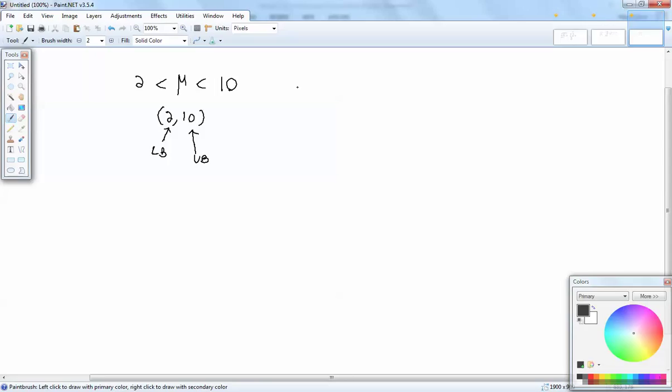Now our point estimate, which is X bar, when we're finding a confidence interval for the population mean, will be the value exactly in the middle. To find that, we can take our lower bound plus our upper bound and divide by 2. So we take 2 plus 10 divided by 2, which gives us 12 divided by 2, or 6. So that's X bar, but that's also our point estimate.